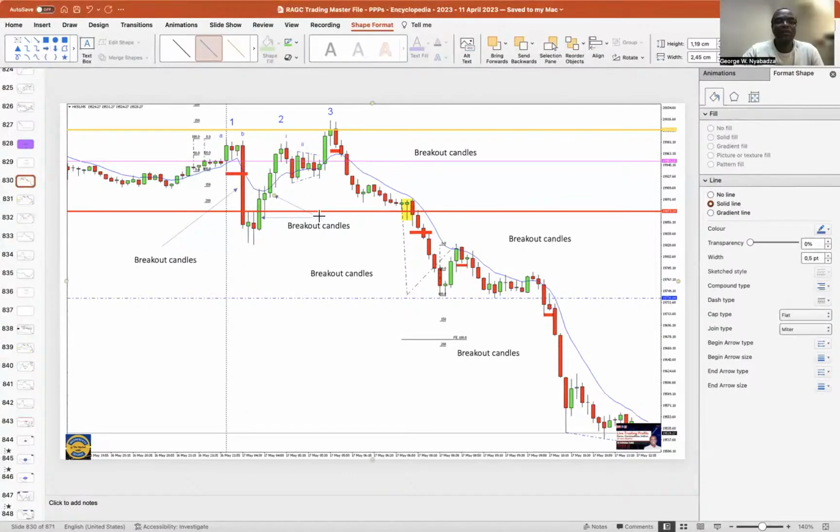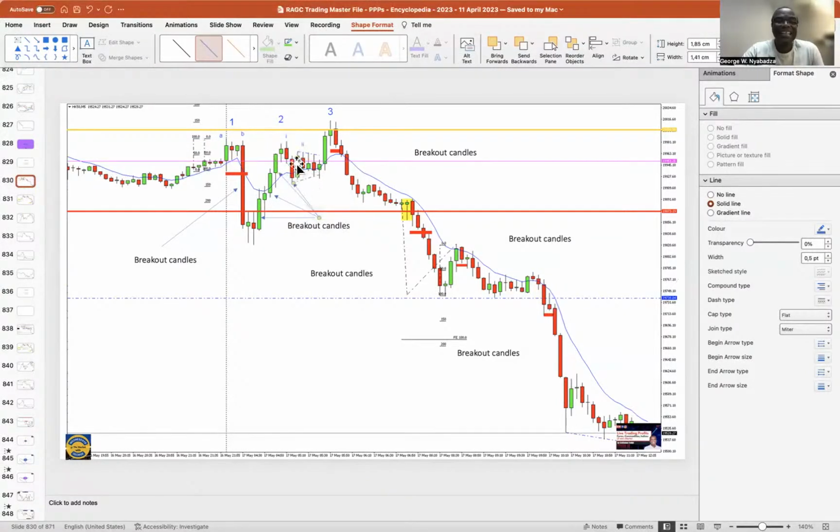Where's the next one? Well, there's the next breakout candle. So then you look at this cluster, and you say, well, is there a breakout candle here? Well, there is right here. This bear candle is a breakout candle. It's breaking out beneath that breakout candle that kind of reverses the direction of the market. So that's a breakout candle.